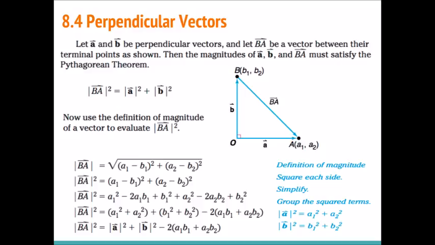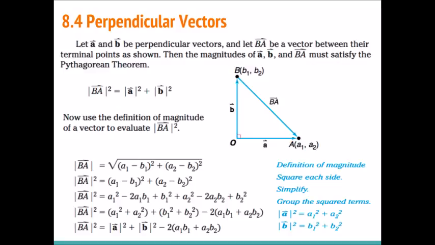Okay, 8.4 is perpendicular vectors. So we're going to let A and B be perpendicular vectors and let vector BA be a vector between their terminal points as shown. Then the magnitudes of vector A, vector B, and vector BA must satisfy the Pythagorean theorem. So we're going to use BA squared equals vector A squared plus vector B squared.